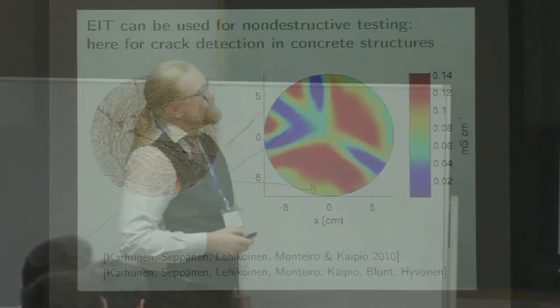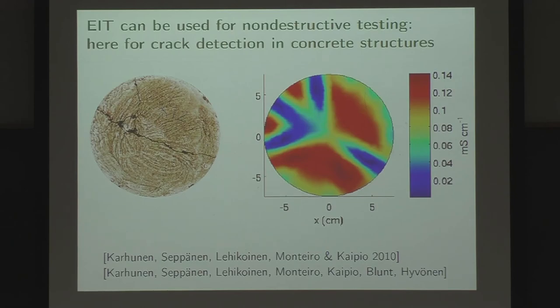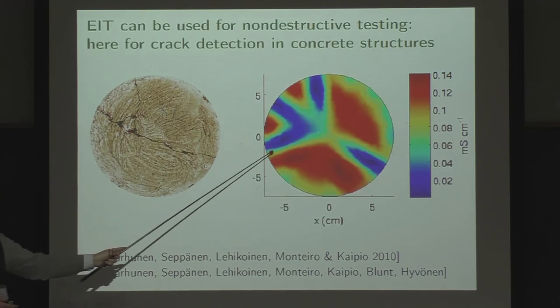This is a use of EIT for detecting cracks in concrete. So for old bridges and buildings, to see if they are still okay or not. So here you see, this is done in University of Eastern Finland. They made such concrete pieces themselves, induced some cracks and then measured.